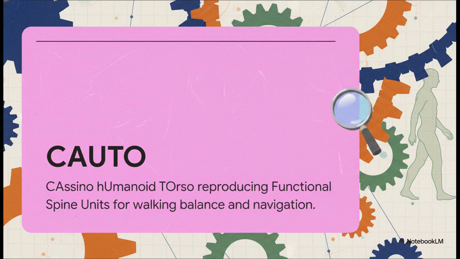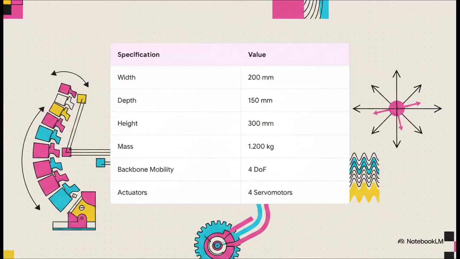And this isn't just to look cool. This spine gives the whole system an additional 3 active degrees of freedom. It acts as the absolute core for walking balance, complex navigation, and intricate manipulation tasks. Let's look at the hard numbers here, because honestly, the engineering data is incredible. Check out the specifications for this CAUTO mechanism.